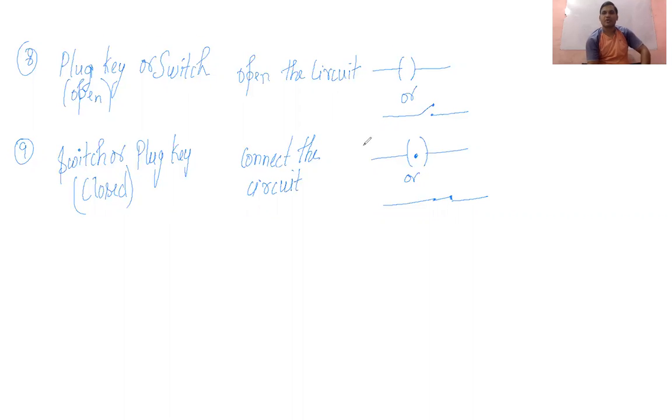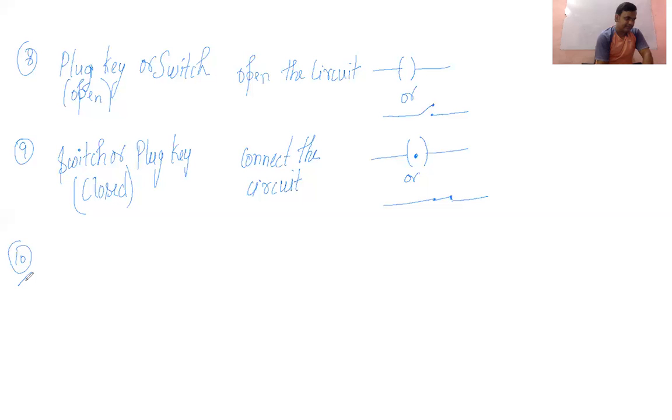Whenever you are talking about the plug key, when the plug is open, meaning removed from the circuit, then the circuit will be open, meaning there will be no connection. And when the plug is closed, meaning the plug is inserted into the circuit, it is connecting the circuit.